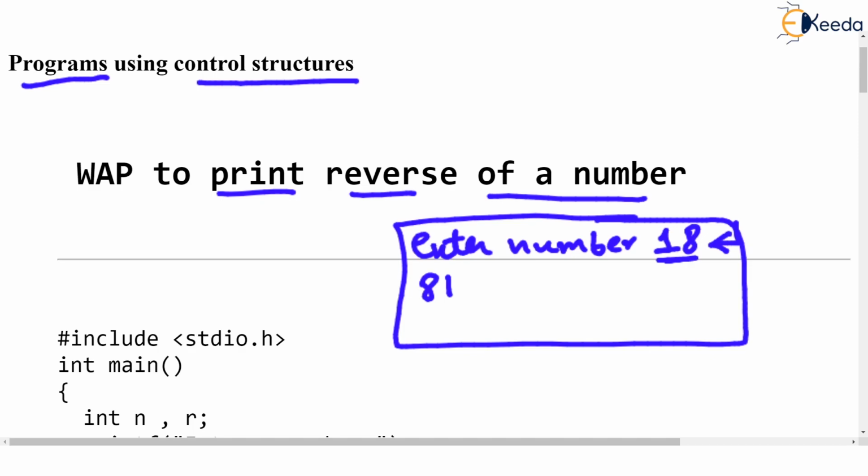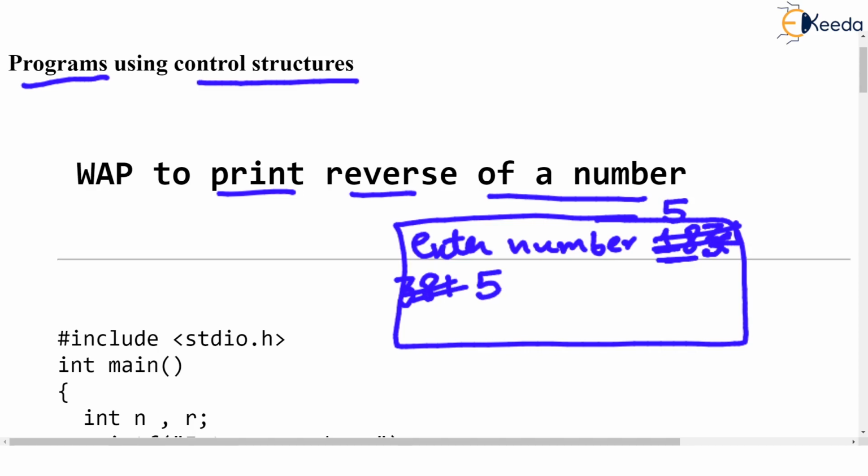Now, don't be under an impression that the number entered by the user will be always a two-digit number. It can be any number. For example, the number might be 183. Then the output should be 381. Or it might be a four-digit number. Or it might be even a one-digit number. So if the user enters a value, say 5, then the output has to be 5. Reverse of 5 is just 5.